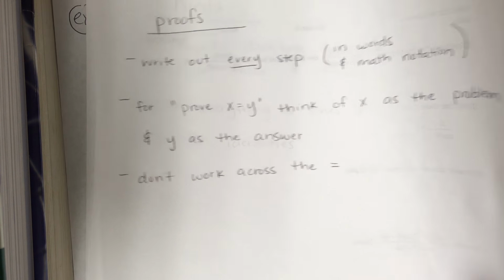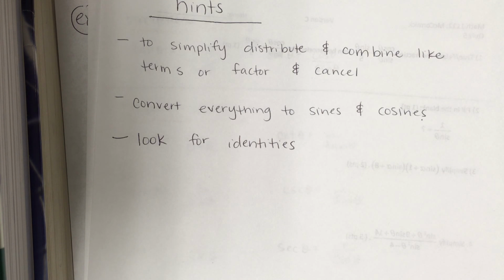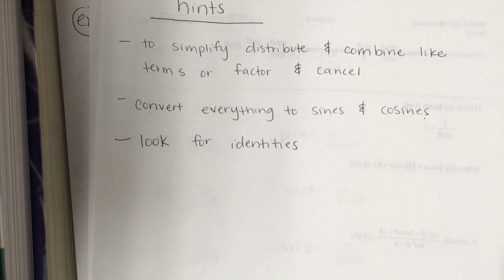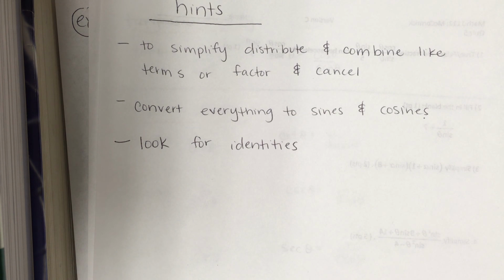And then here were some of the hints we talked about last time. Let's simplify things by distributing and combining like terms, or if you have fractions, you may want to factor and cancel things. It also helps to convert everything to sines and cosines because we know how to convert everything to sines and cosines, and that will help you with this next new hint, look for identities. All of our identities are going to be written in terms of sines and cosines. So if you have it converted and written as sines and cosines, it'll help you identify your identities. It'll help you notice them.